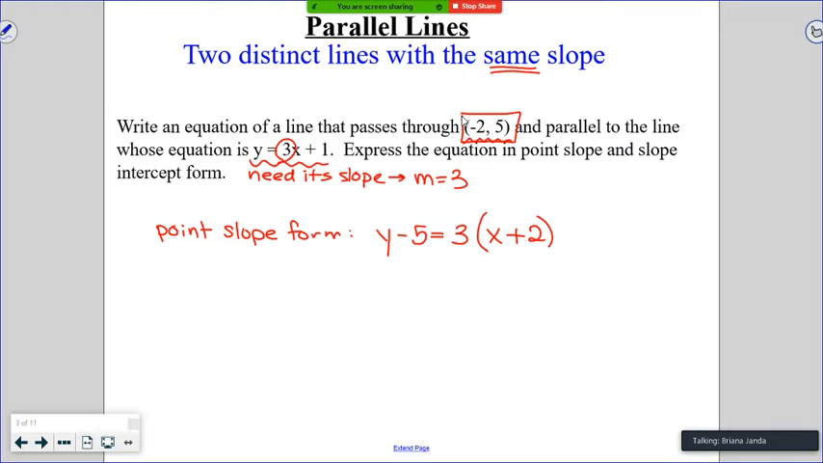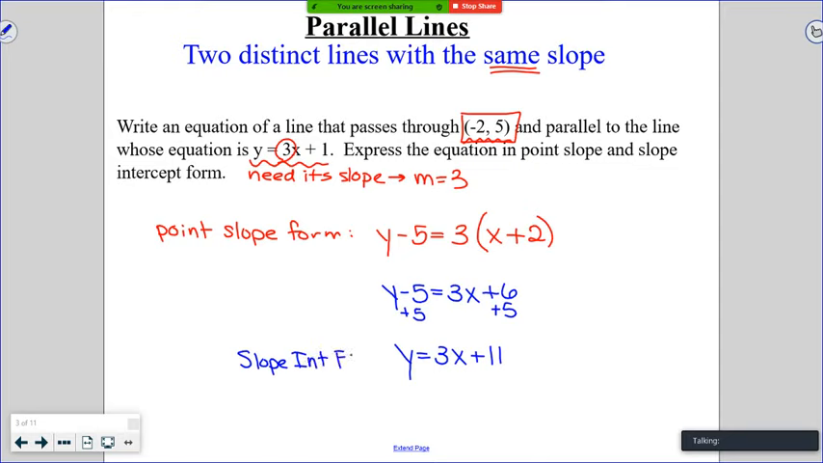So job number 1, distribute the 3 through. And then job number 2, get y by itself. And there is my slope-intercept form. Any questions on that? Or parallel lines in general?